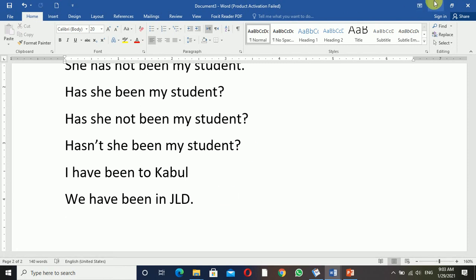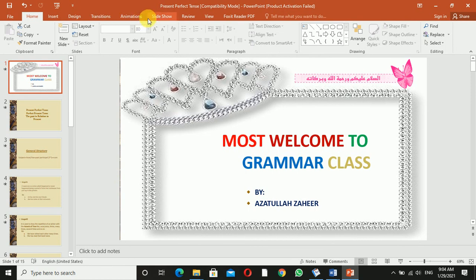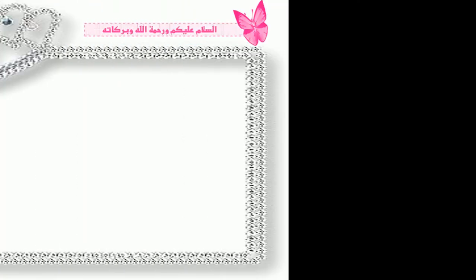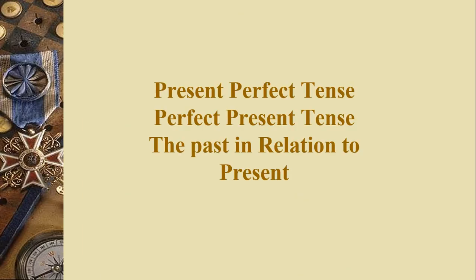So dear students, these were the structures of present perfect tense. Let's talk about the usages of present perfect tense. Why do we use this tense? Let's start. Why do we call it present? Because it's in the family of the present. And why do we call it perfect? Because it shows the completion of an action. Therefore, we call it perfect tense.